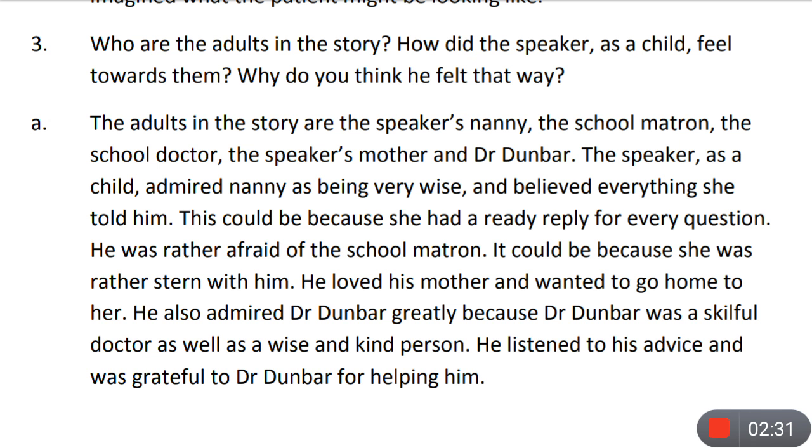The speaker as a child admired Nanny as being very wise and believed everything she told him. This could be because she had a ready reply for every question. He was rather afraid of the school matron. It could be because she was rather stern with him. He loved his mother and wanted to go home to her.